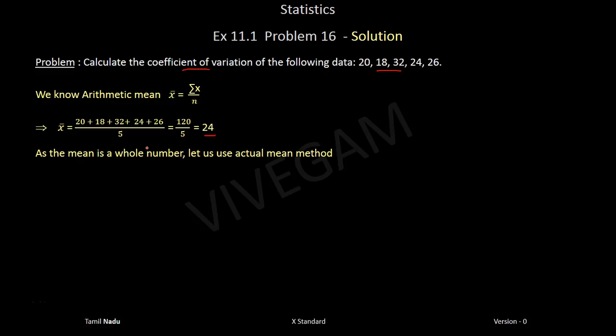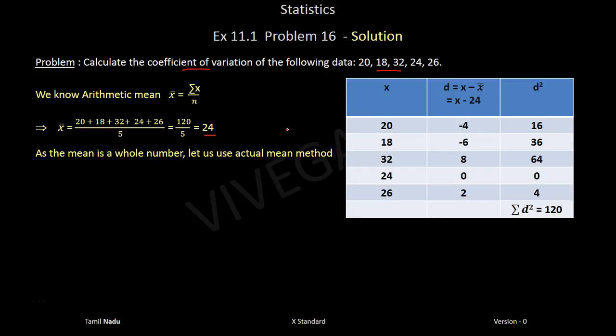Next, we'll have to calculate the standard deviation. The mean is a whole number, so we can use the actual mean method itself. We don't need to assume some mean. Normally we take some middle number, but here, since it's a whole number, we'll use the actual mean method. Suppose this had come as 24.2, then it would be worth assuming 24 as the mean and calculating. But here it is a whole number.